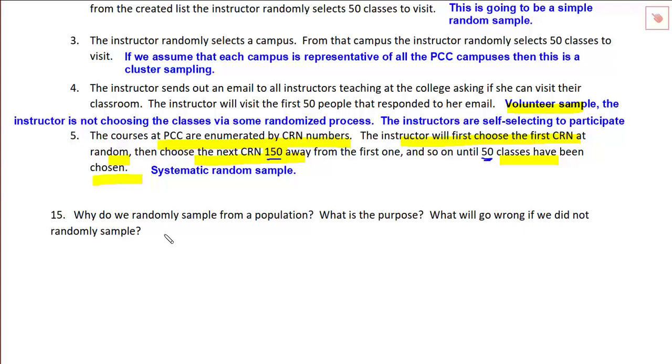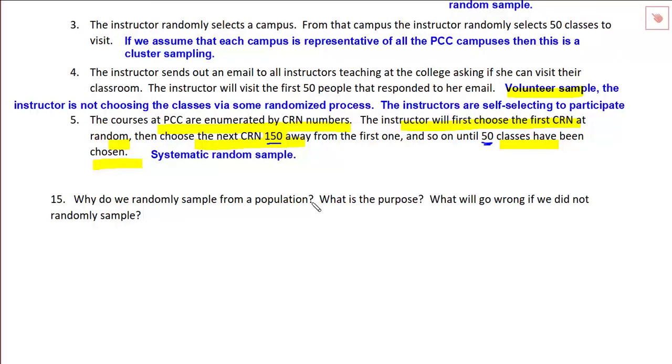So why do we random sample from a population? What is the purpose? What will go wrong if we did not do this random sample? So let me do this. I call this 1, 2, 3. 3 questions here. So let's look at the first one.